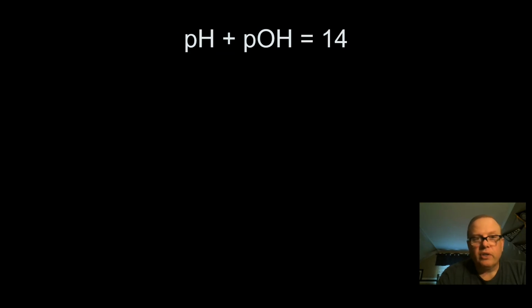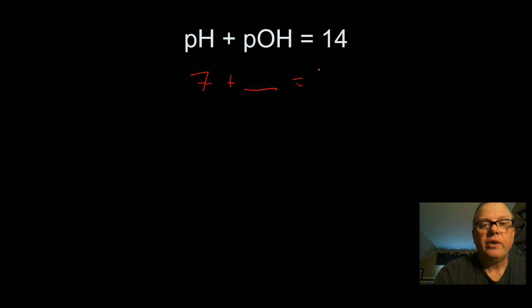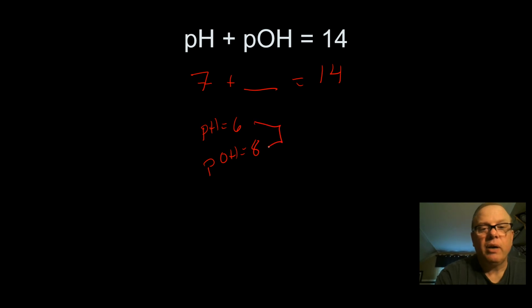Third piece is this. pH, which is the power of the hydrogen, plus pOH, which is the power of the hydroxide, is equal to 14. In other words, they both must add up to 14. So if the pH is 7, the pOH added to it will equal 14, and therefore it would have to be 7 itself. If the pH was, say, 6, then the pOH would have to be 8, because they would have to add up together to 14, like that.